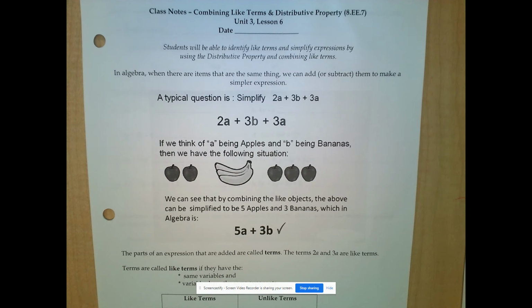MSM3. We're talking about combining like terms and the distributive property. Just talked about the distributive property before, so we're going to sort of blend the two. What we have here is a really silly, easy example, right?